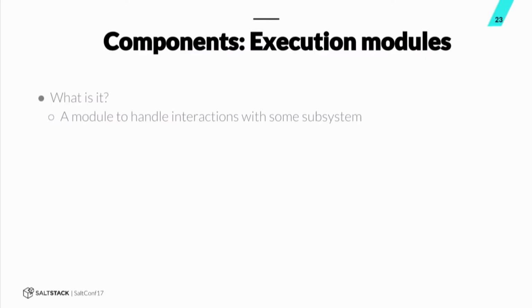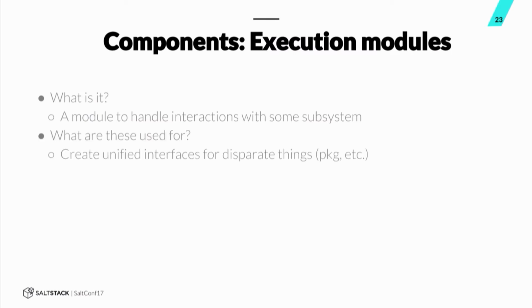So the next layer up, if you want to think about it as a layered thing, is the execution modules, which are just called the modules, which is confusing, but they're execution modules, so we'll just stick with that. What is it? It's basically just a module to handle the interaction with an underlying system. Like in the package state, there are modules that deal with the various different OS versions. That's all these do. They just give you a nice function and args interface to some subsystem.